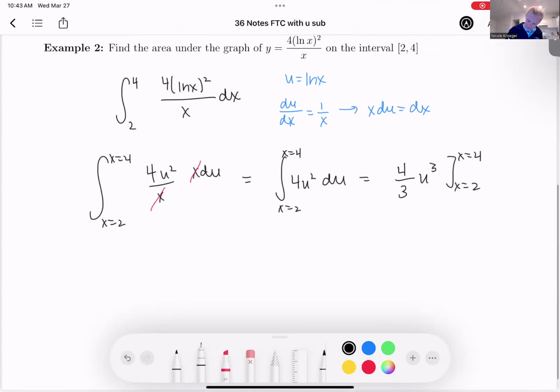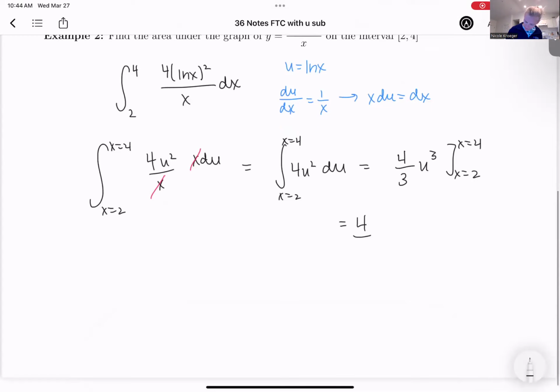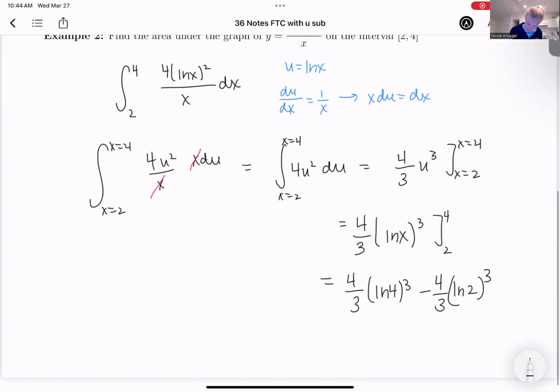We replace our u with ln of x. So we're going to have 4/3 (ln of x) cubed from 2 to 4. Remember, I don't have to write my x's anymore at this stage because everything is in terms of x, but you can still write x equals 2 and x equals 4 if you want to remind yourselves. So now I'll plug in the 4, so I get 4/3 (ln of 4) cubed, and I'll plug in the 2, minus 4/3 (ln of 2) cubed. That's not going to be a pretty number, but when you type it into your calculator, you get 3.108 is the area of that region.